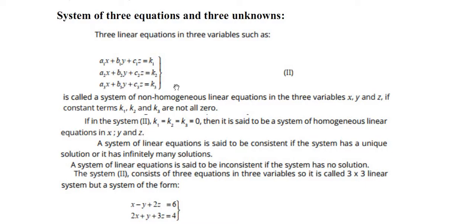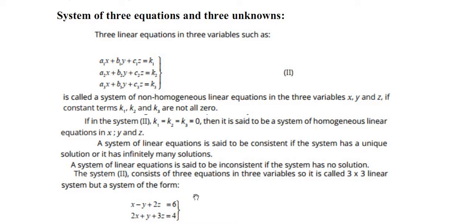A system of linear equations is said to be consistent if the system has a unique solution or it has infinitely many solutions. Again, I'm repeating the definition. The system of linear equations is said to be consistent if the system has a unique solution or it has infinitely many solutions. And a system is said to be inconsistent if the system has no solution.